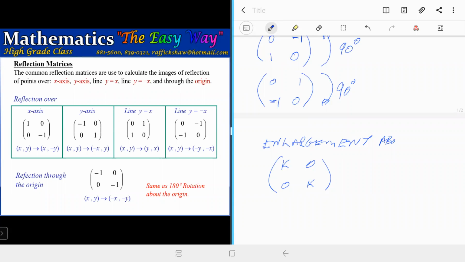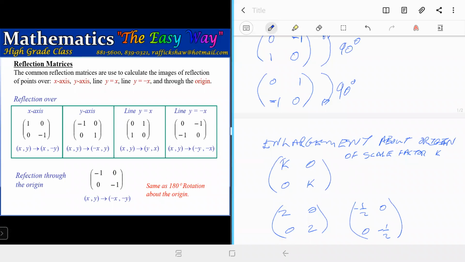About the origin. We're going to come to these later, and I'm just going ahead of time. This is an enlargement about the origin of scale factor K. Scale factor K. So if the scale factor is 2, then it's 2, 0, 0, 2. If the scale factor is -1/2, there's -1/2, 0, 0, -1/2. Simple as that.